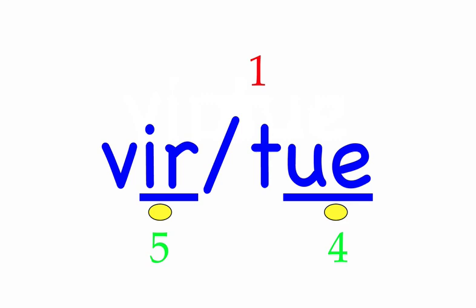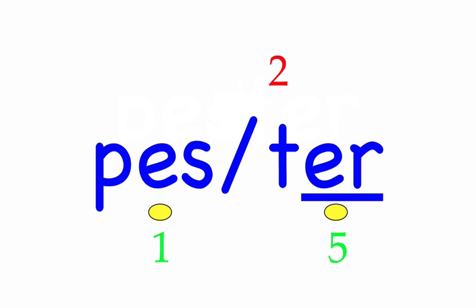The next word is pester. Pester. The child began to pester his mother. Pester. Pes, three sounds: p, e, s. Ter, two sounds: t, er. Pester. Mark the word.